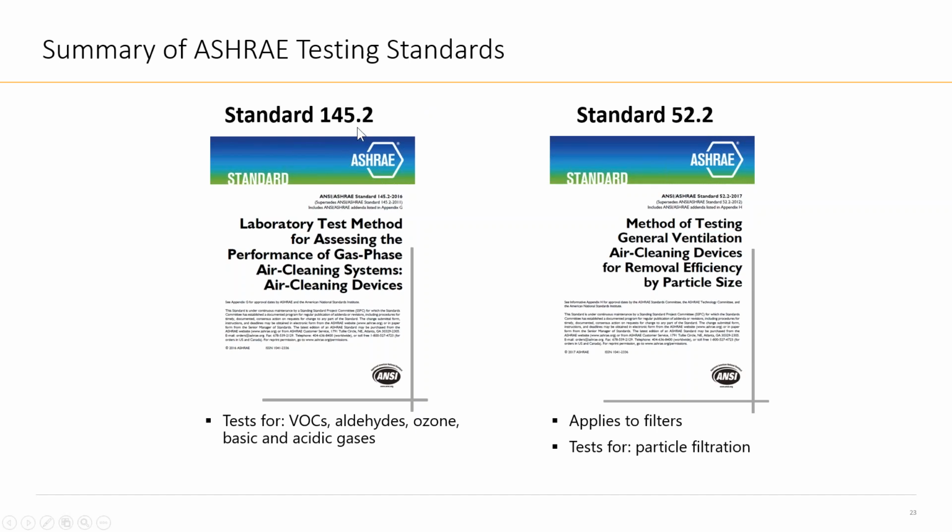It's called Standard 145.2. I like to think about it as the equivalent of 52.2, but meant for gas, meant for molecular air cleaning. You can use it for VOCs, aldehydes, ozone, basic and acidic gases. And it's very similar to the 52.2 test. Same idea. You have a duct, you put your material inside, you measure before and after. You know the efficiency, with certain time requirements.